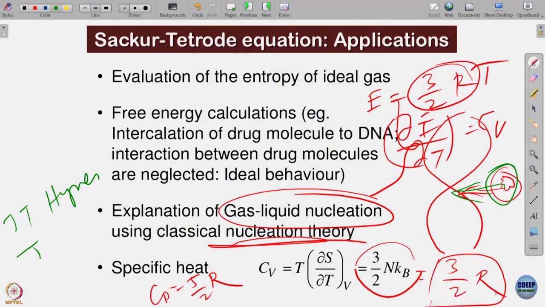And in doing the calculation, there is a beautiful paper on drug DNA intercalation by Casey Hines, J.T. Hines, I think in 2013 or so, where this Sackur-Tetrode equation was used to calculate the free energy of intercalation. This is very important, because getting the free energy of intercalation allows us to choose or select drugs.